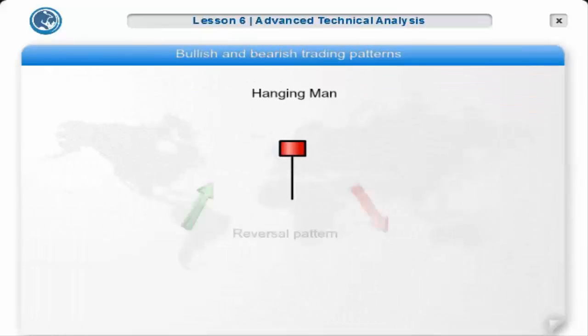Hanging Man, a single candlestick reversal pattern indicating a bearish outlook. The candlestick is red, appears at the end of a trend, and has a particularly long shadow, which is at least as long as the candlestick's body.